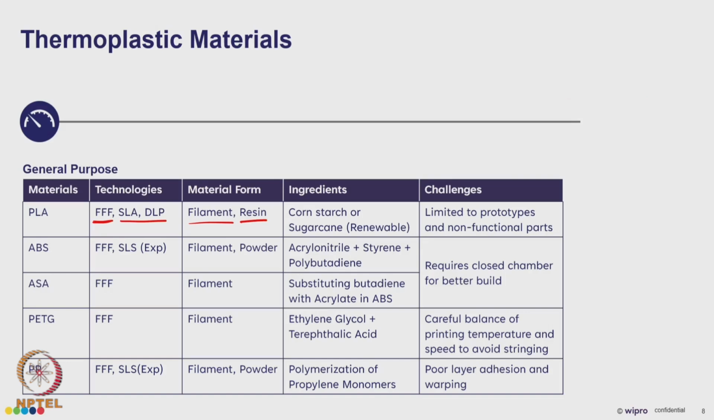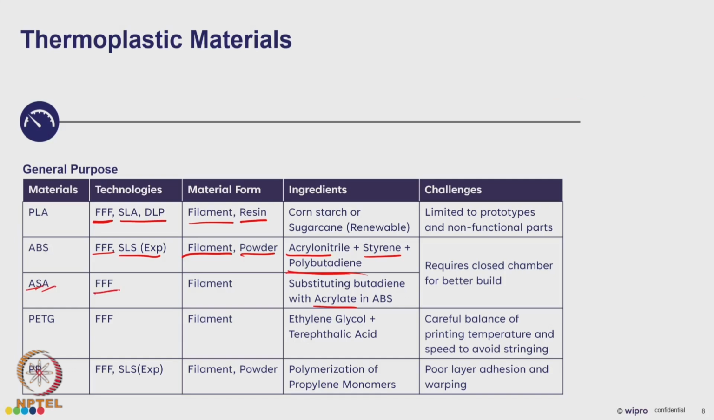Then the next material we could see here is ABS, and in the case of ABS we mostly use it in FFF technology as a filament form, and here we have 3 ingredients, that is acrylonitrile, styrene and polybutadiene. And also people use it in SLS but at the experimental level, and in that case the material form is powder. And we have a similar material that is called ASA. Here we substitute polybutadiene with acrylate, that means acrylonitrile styrene acrylate.